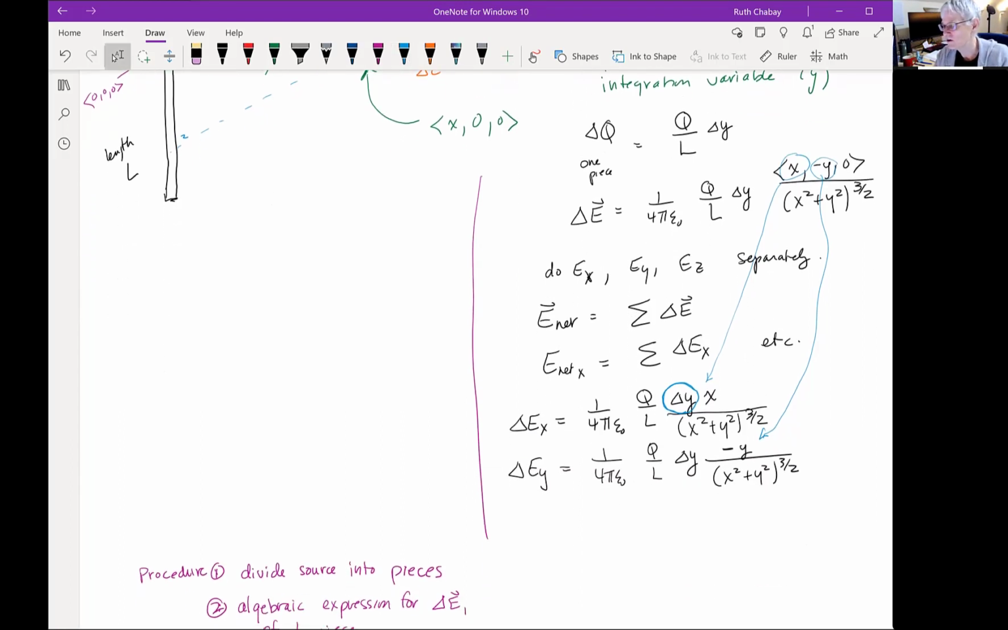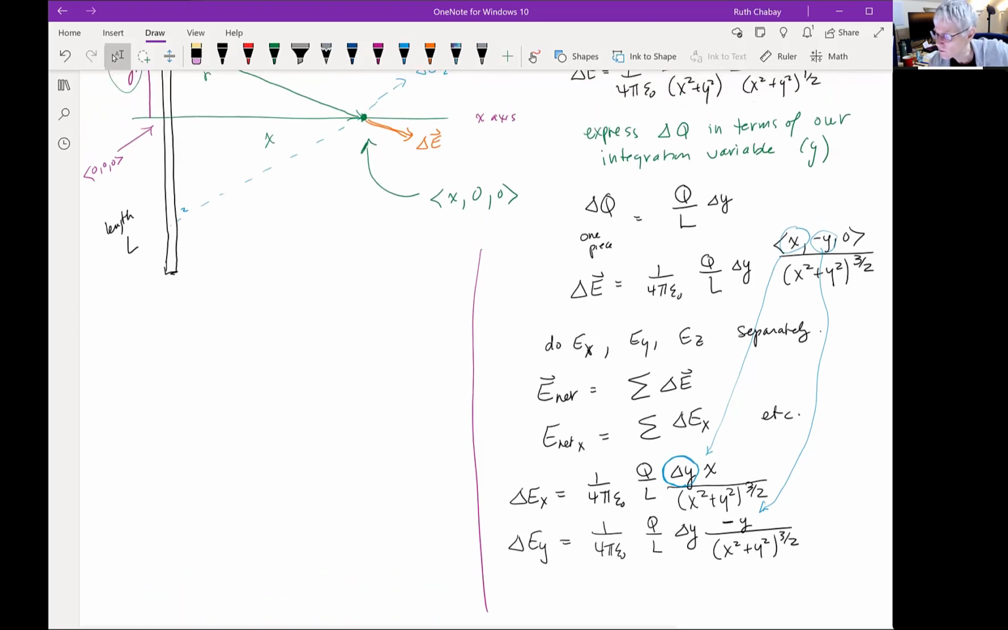Now notice that this delta y didn't come from nowhere. We didn't stick it in there. It showed up. It came because the delta y came from the charge on one piece. That's where the length of the piece came into this integral. And so that's a really important physical quantity in this integral, this delta y, which turns into a dy. Our integration variable has real meaning here.